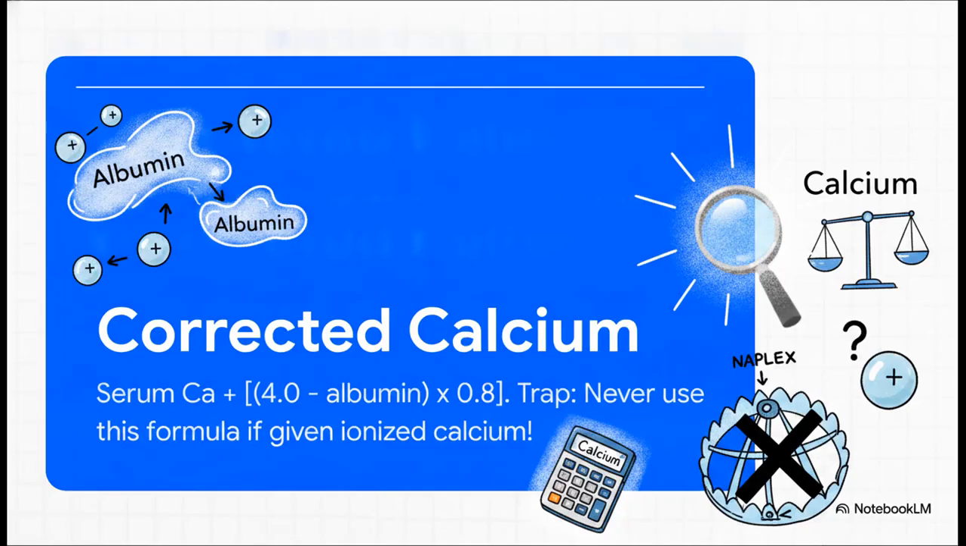And finally, Section 4, interpreting crucial clinical labs, making sense of patient data. This is where math becomes our magnifying glass for patient assessment. A major player here is corrected calcium. Because calcium binds to albumin, a low albumin level makes the total serum calcium look falsely low. We correct this by adding 0.8 times the difference between a normal albumin of 4.0 and the patient's actual albumin. But watch out for this classic NAPLEX trap. Never, ever use this formula if the exam gives you the patient's ionized calcium. Ionized calcium is already the active, unbound form, so no correction is needed whatsoever.